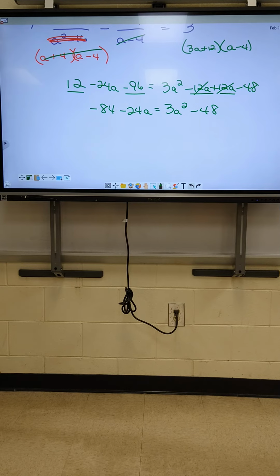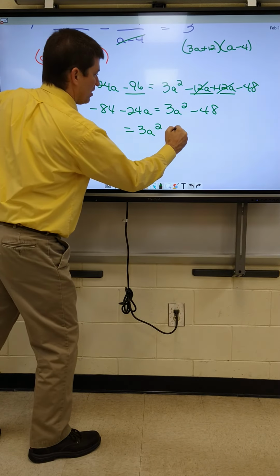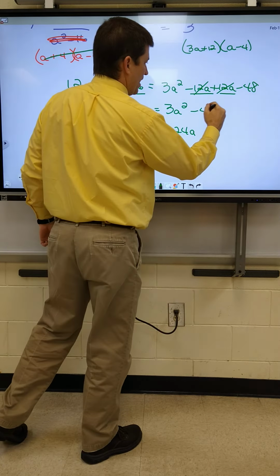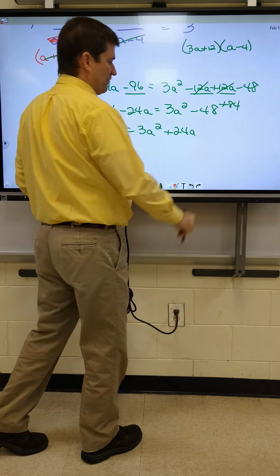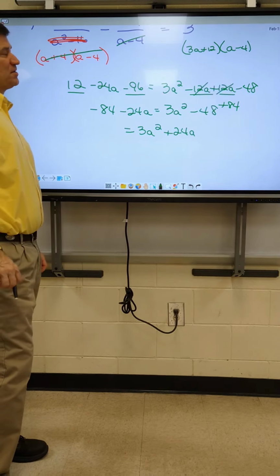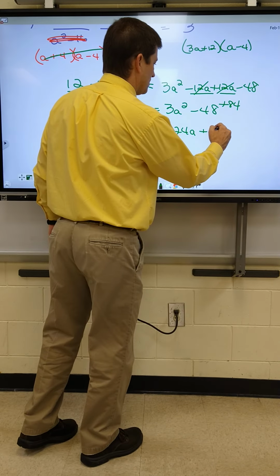Alright, so now I've combined everything on both sides. So let's move everything over to the right side, get it in order so we can do quadratic formula. Alright, so y'all should have 3a squared plus 24a. Alright, I need some help. I got negative 48 plus 84. Would somebody type that in? Negative 36 or positive 36? Yeah, positive 36. I did mine backwards.